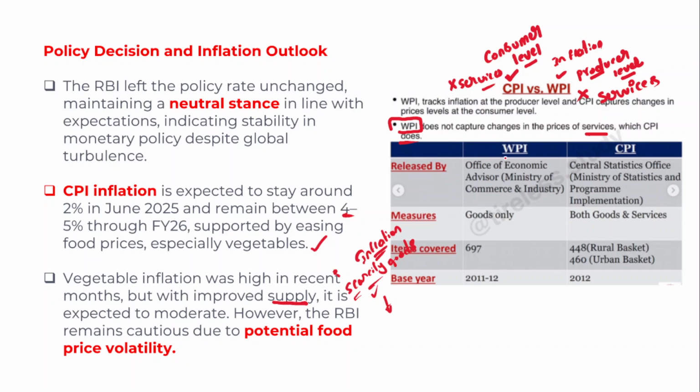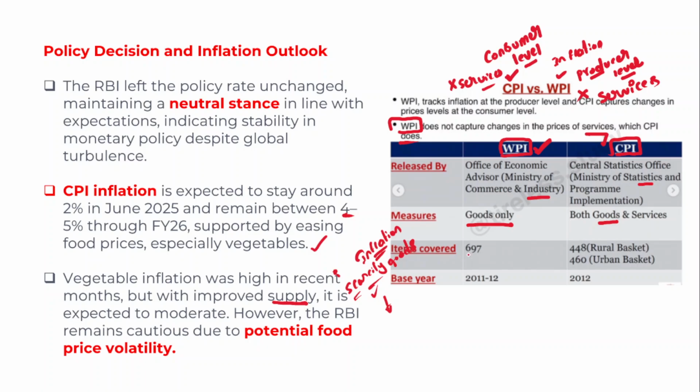Now, the wholesale price index and the consumer price index, who releases them? The wholesale price index is released by the Office of Economic Advisor, Ministry of Commerce and Industry. However, the consumer price index inflation is released by the Central Statistical Office, which is under the Ministry of Statistics and Program Implementation. Also, the wholesale price index calculates goods only, but the consumer price index calculates both goods and services.